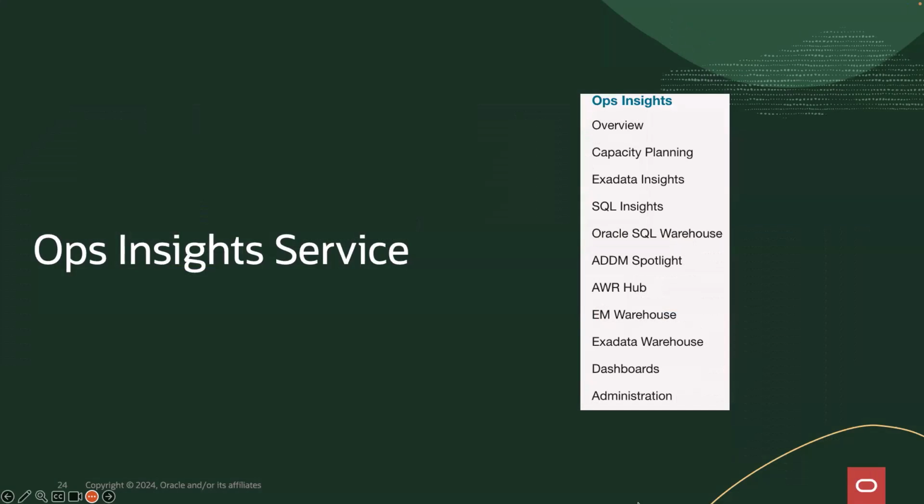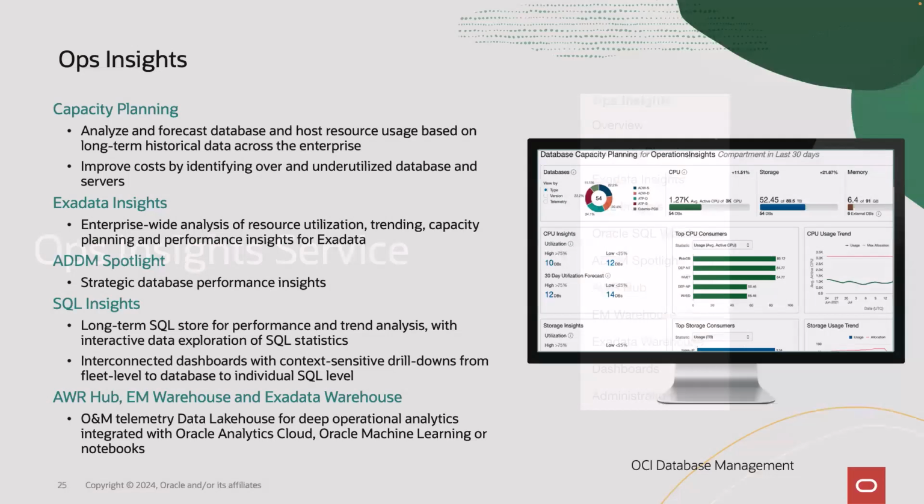So the next service is Ops Insights. Ops Insights enables administrators to uncover performance issues, forecast consumption, and plan capacity using machine learning based analytics on historical and SQL data. Organizations can use these capabilities to make data-driven decisions to optimize their resource usage, proactively avoid outages, and improve overall performance of their application and infrastructure.